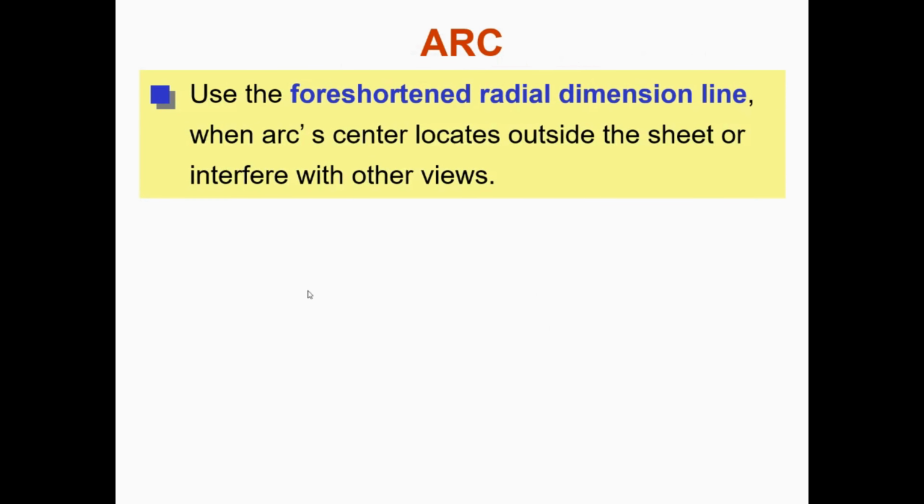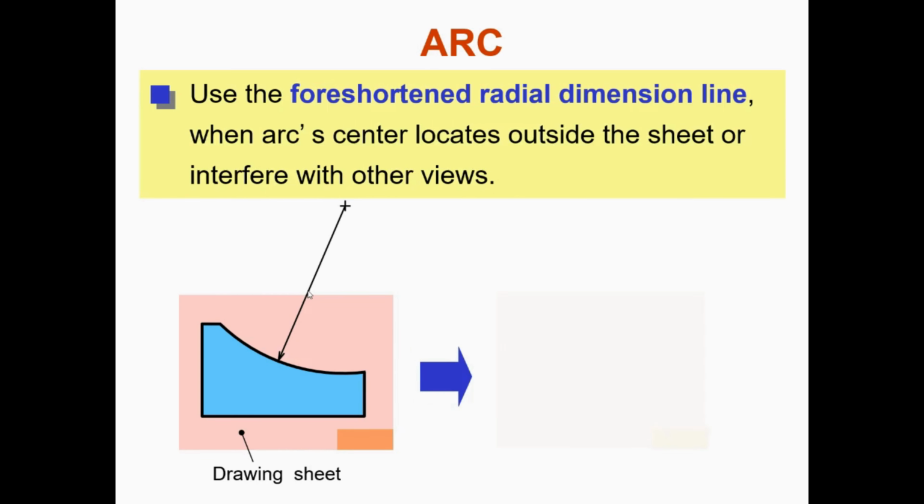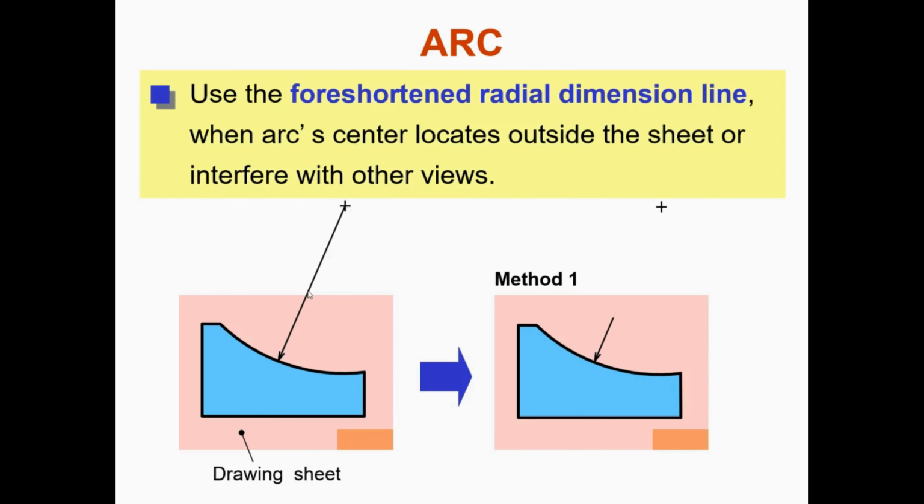Use the foreshortened radial dimension line when the arc center locates outside the sheet or interferes with other views. Method one is the foreshortened radial dimension. If you have a situation like this, it is the best method. Then we also have method two, where you jog the center, and you bring it to tell us that the center of this is actually very far away.